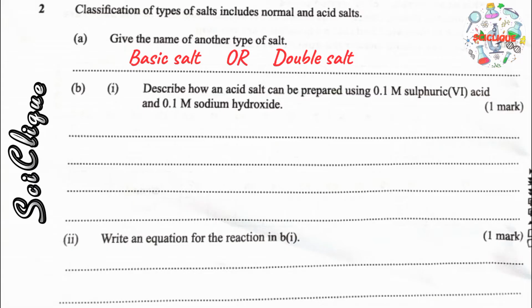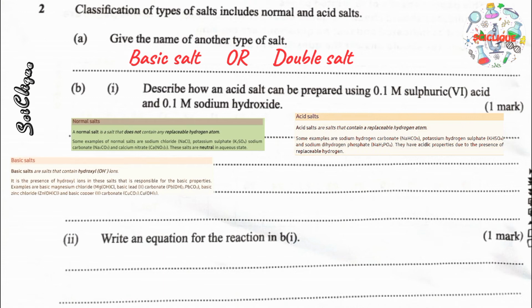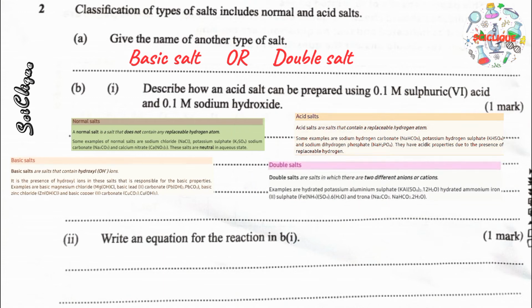Before we can go straight to the answer, let us remind ourselves what an acid salt is. Actually, let's go through the 4 types of salts briefly. The salts are normal salts, acid salts, basic salts, and lastly, double salts. Now let's start with a normal salt.